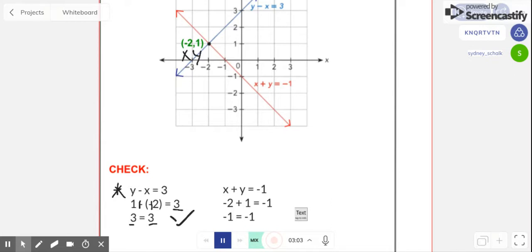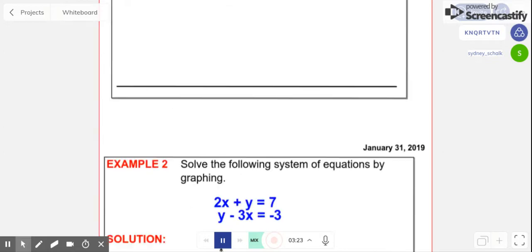So far, so good. Now we have to do the same thing with the second equation. We have x plus y equals -1. We can plug in -2 for x, 1 for y, and -2 plus 1 is -1, which does equal -1. So once again, we're good to go. That actually is our solution.